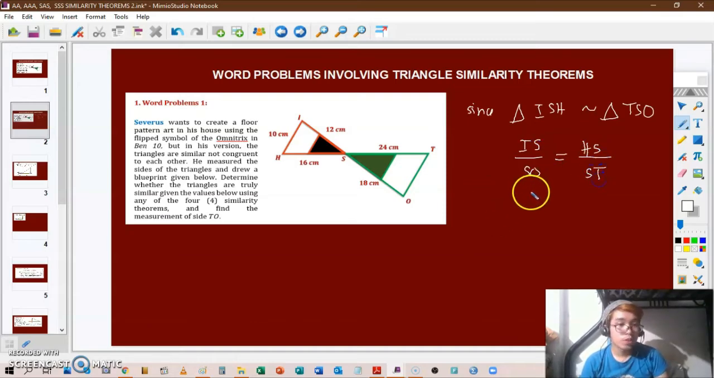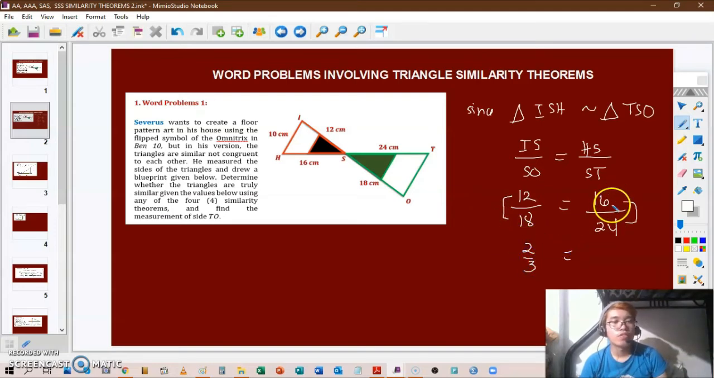So what's the measurement of IS? IS is equal to 12, SO is equal to 18, HS is equal to 16, and ST is equal to 24. So we can find the lowest terms of 12 over 18. We can divide that by 6 and get 2/3. And this one, if we divide by 8, we're also going to get 2/3. So this proves that the side measurements of the two triangles ISH and TSO are proportional to each other. So how can we get the value of TO?